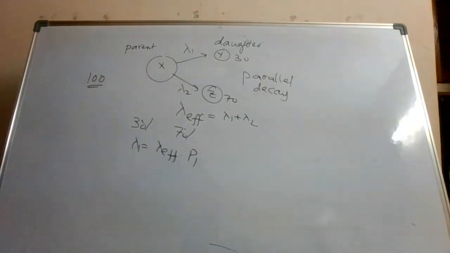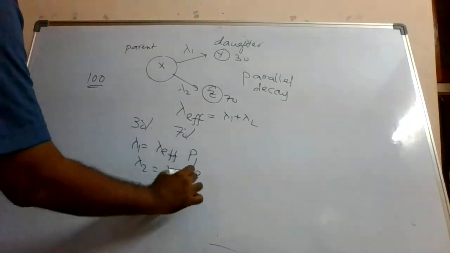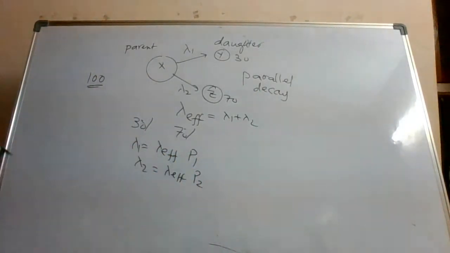It is probability here 30 by 100. And lambda 2 is lambda effective into probability of 2 happening. So here 70% chances are there. If you write it as a fraction, it is 7 divided by 10. So this is also one concept you should know.